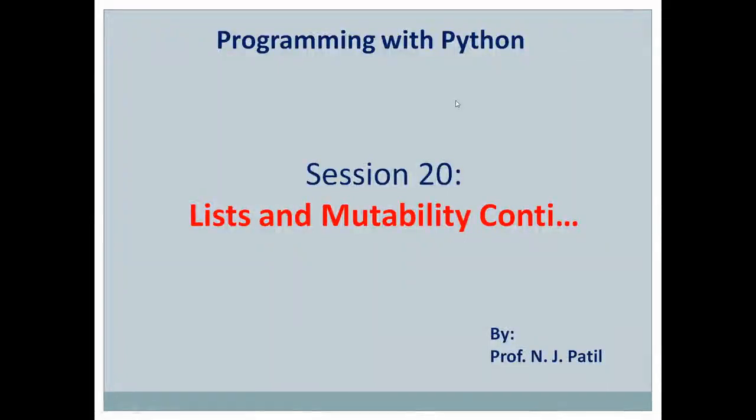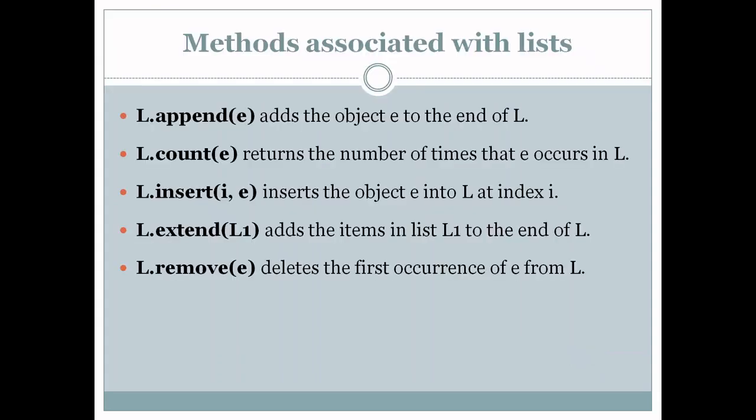Hello students, in the last session we were discussing lists and mutability. In that we have discussed accessing list items, changing item value and looping through the items of list. In today's session we will continue the discussion of list and mutability, and today we'll discuss methods associated with list.